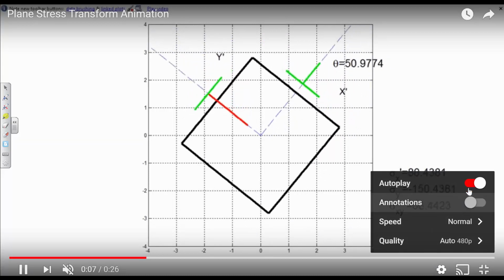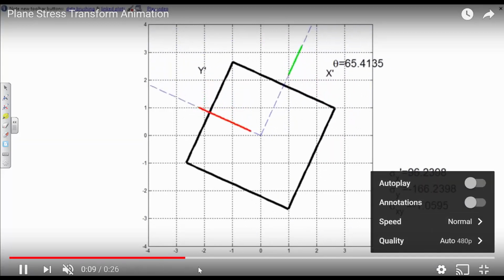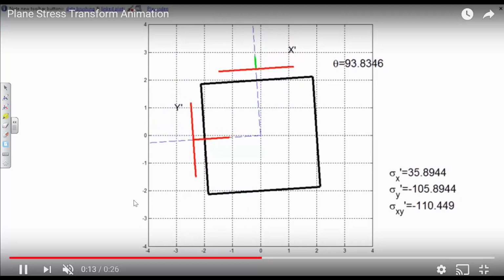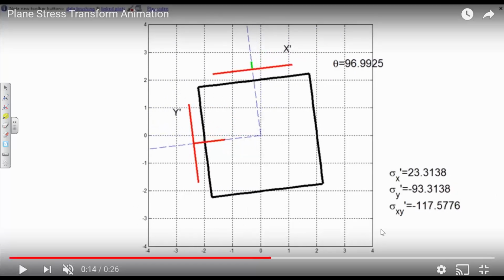Here, I'm going to turn the annotations off. See what's happening? The stresses are changing. Now let's just look at this. Let's just look at this state of stress. So this is a state of stress if the angle is like 96.9925 degrees. Okay? Look at your shear stress. Just look at the value. What is that? 117? What was it at the beginning?